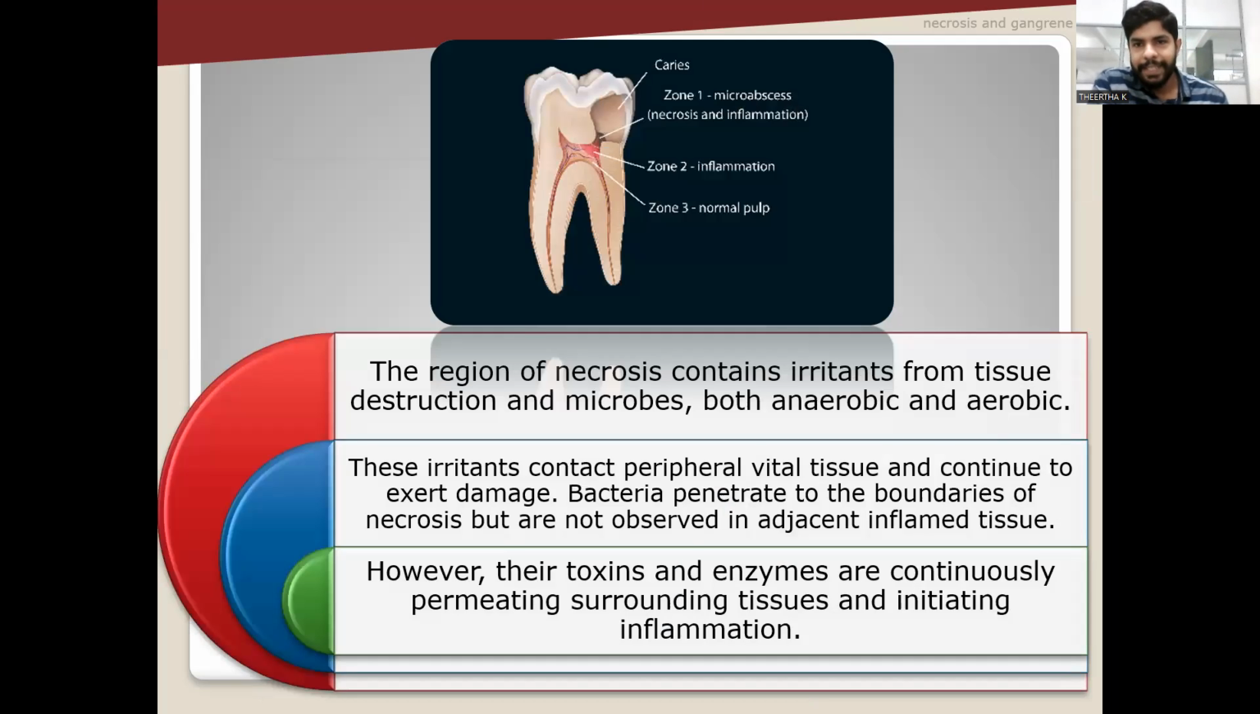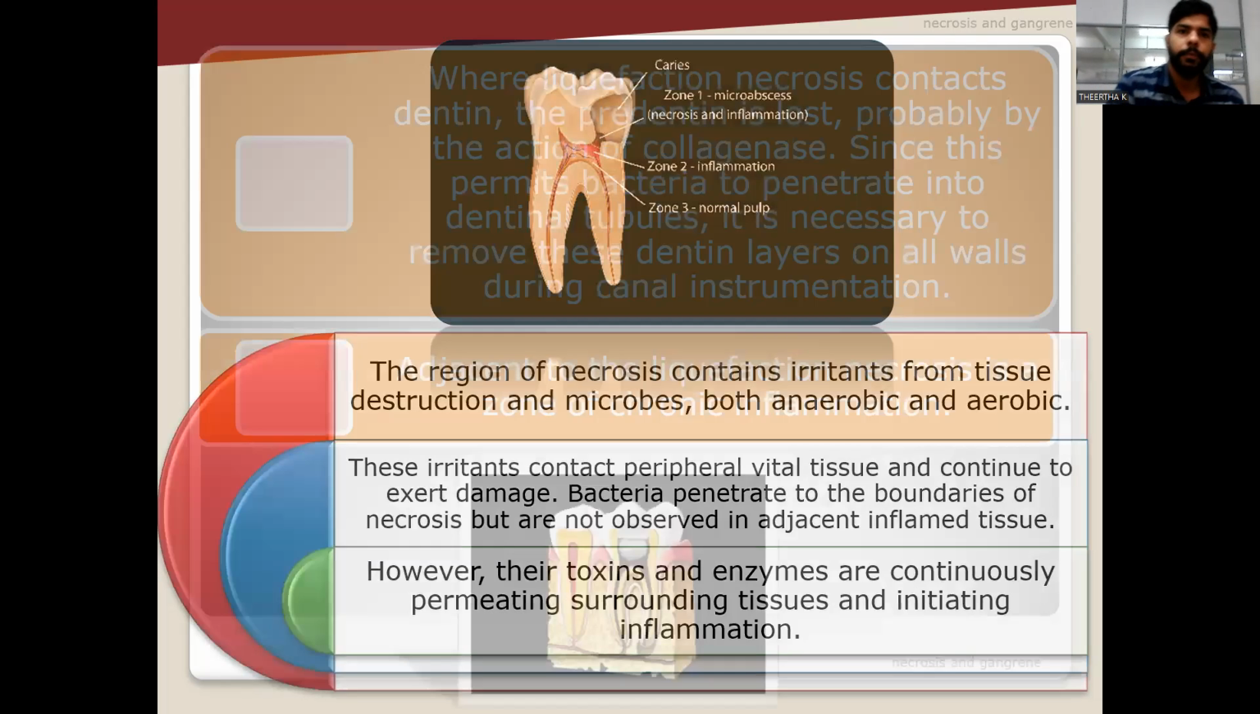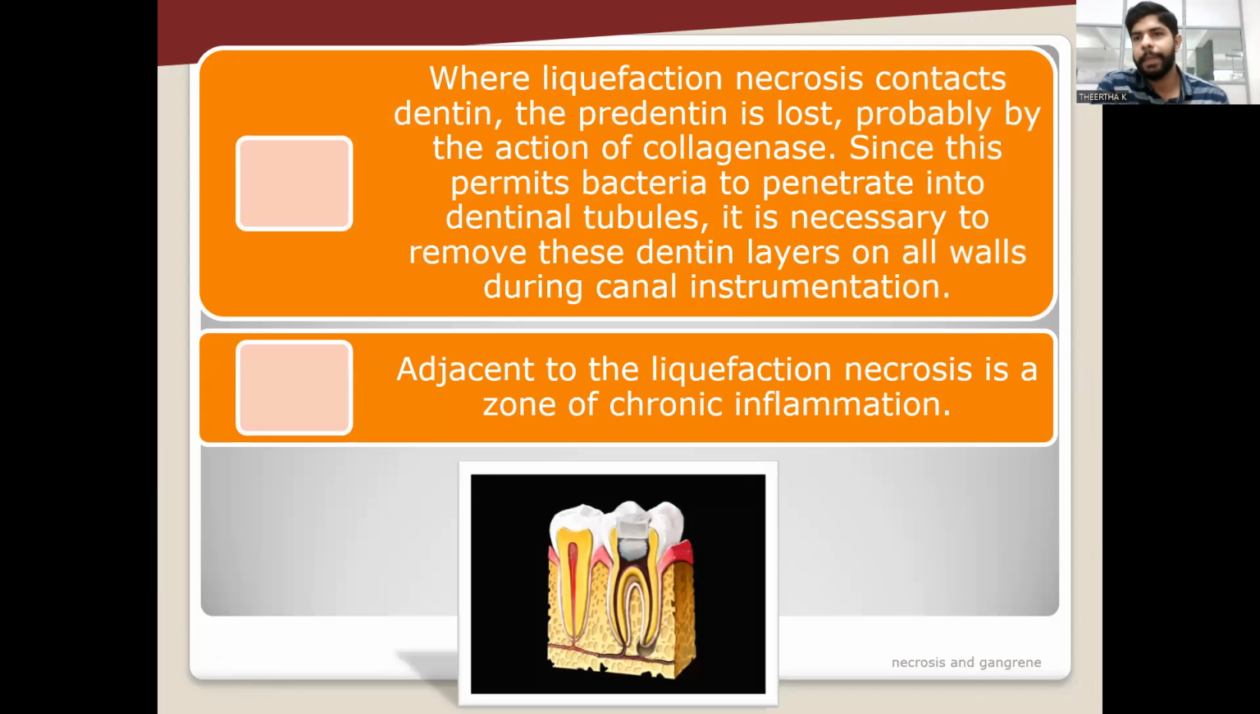The region of necrosis contains irritants from tissue destruction and microbes, both anaerobic and aerobic. These irritants contact peripheral vital tissues and continue to exert damage. Bacteria then penetrate to the boundaries of the necrosis but are not observed in the adjacent inflamed tissue. However, the toxins and enzymes are continuously permeating the surrounding tissues and initiate inflammation. Where liquefaction necrosis contacts dentine, the predentine is lost, probably by the action of collagenase. Since this permits the bacteria to penetrate into the dentinal tubules, it is necessary to remove these dentine layers on all walls during canal preparation. Adjacent to the liquefaction necrosis is a zone of chronic inflammation.